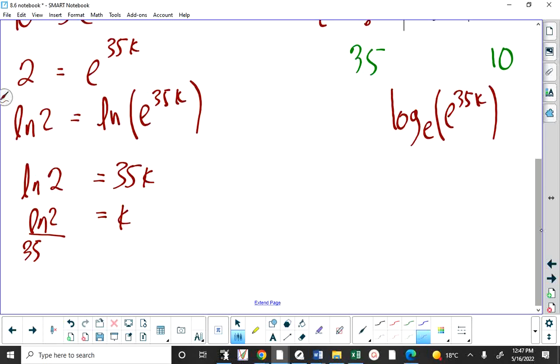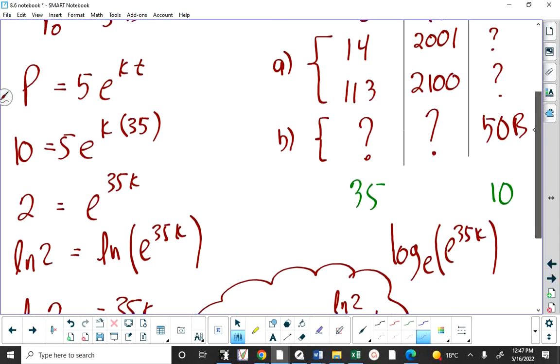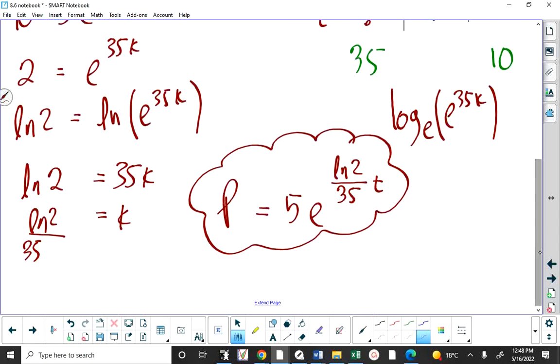Our equation is the population as a function of time is the initial population times e to the kt, and k is the natural logarithm of 2 divided by 35. So as I said, this kind of blows the whole thing wide open and you can solve anything now. So I don't think I'm going to write a lot here for answering part A. We wanted to know when t is 14.